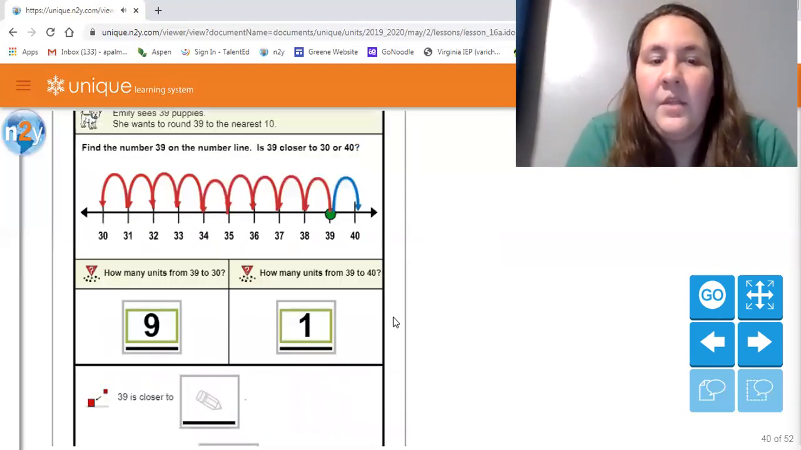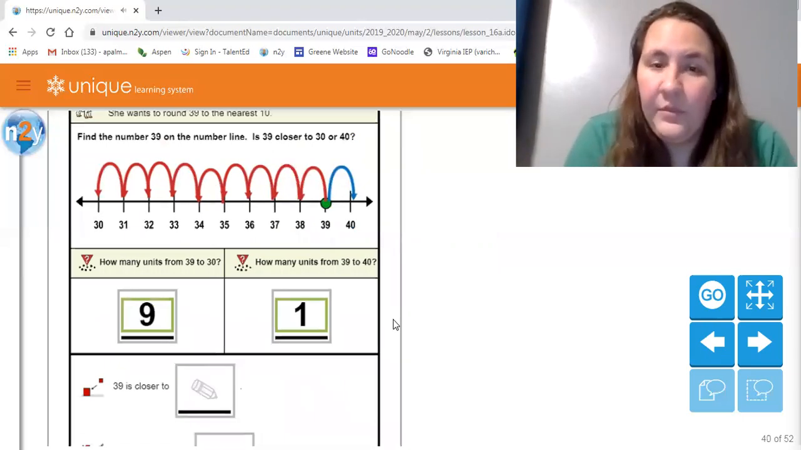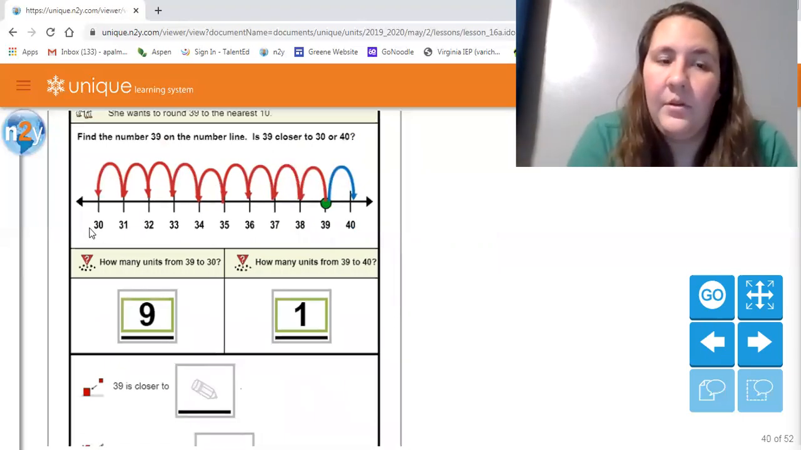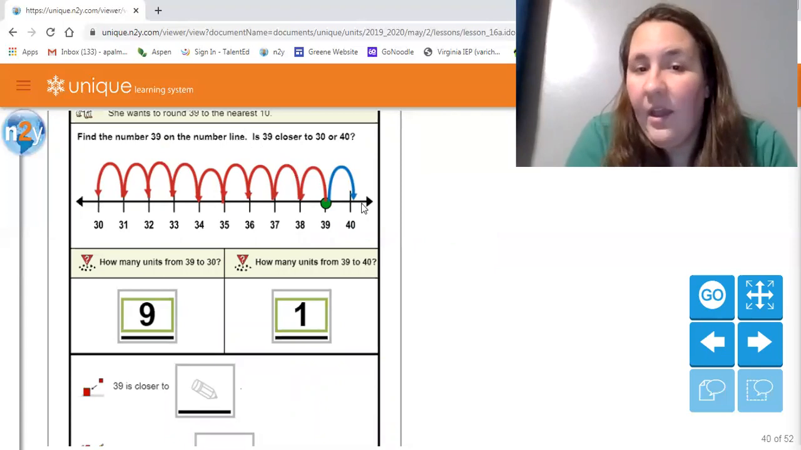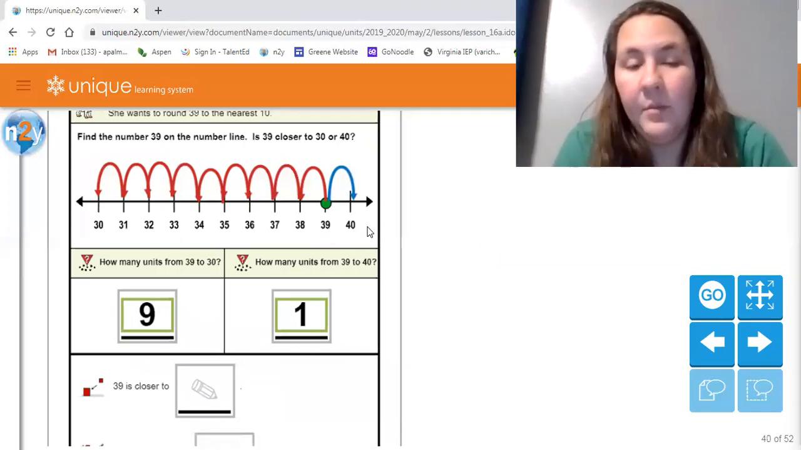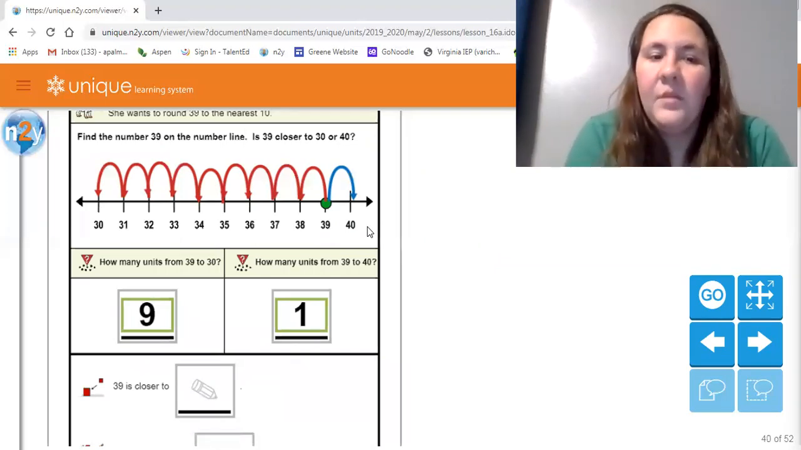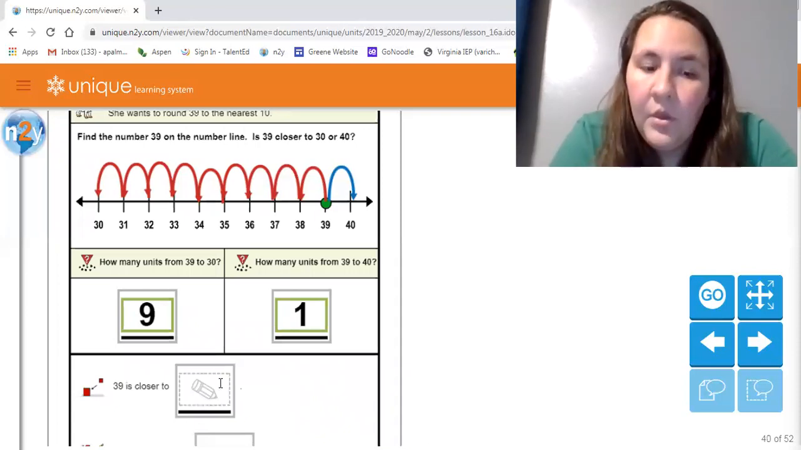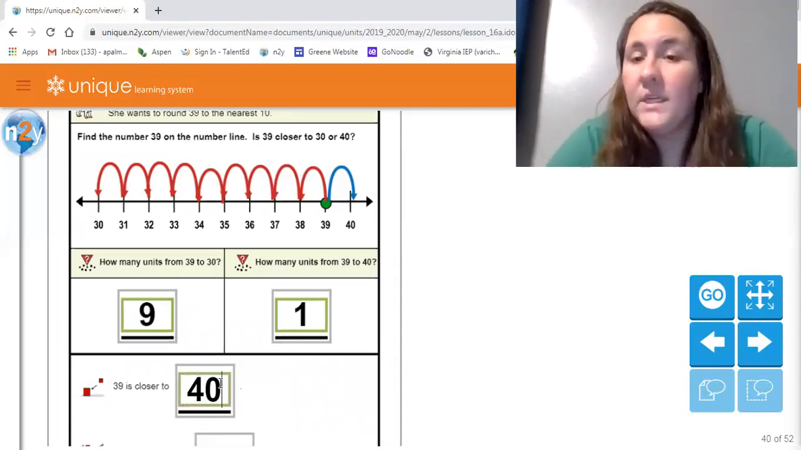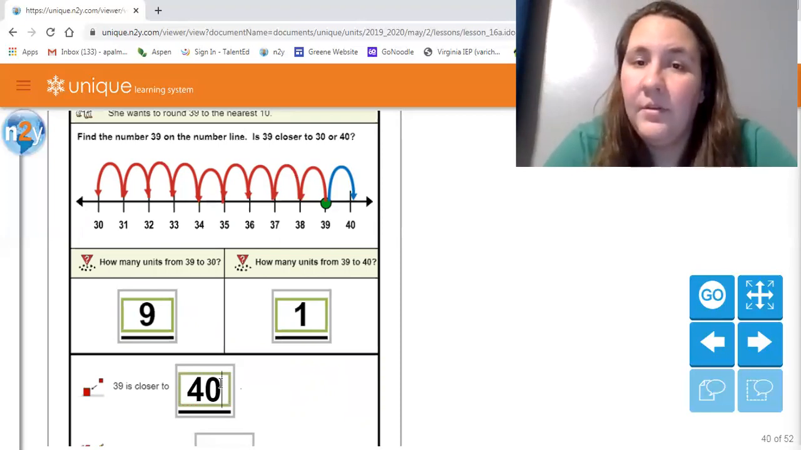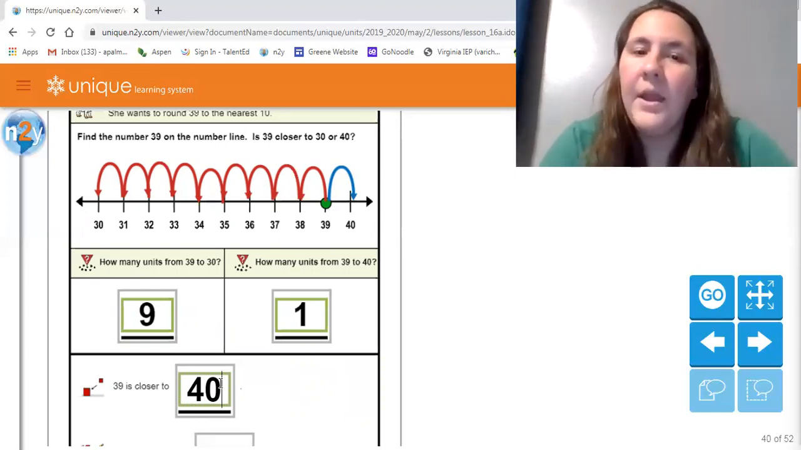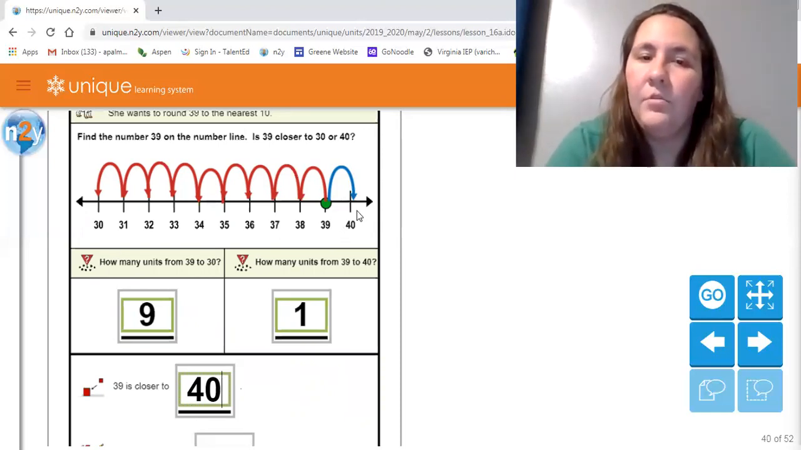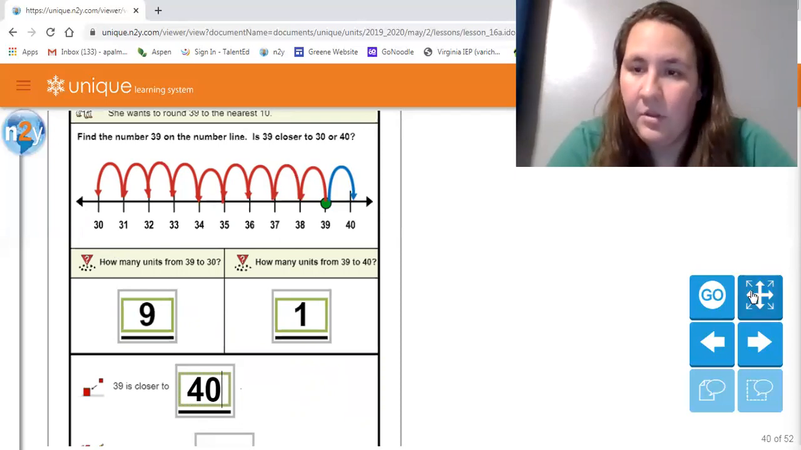Beautiful. And 39, what's it closer to? Is it closer to this side where the 30 is, or this side where the 40 is? With your finger, touch the side it's closer to. Or you can tell me the number. Beautiful job. It is closer to the 40. So with your thumb, are we rounding up or down? Thumbs up if we're rounding up, thumbs down if we're rounding down. Beautiful. We're rounding up, right? Our number is going to get bigger because we are closer to the next 10 number, which is 40.